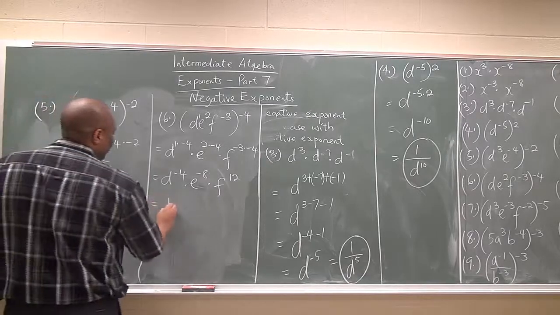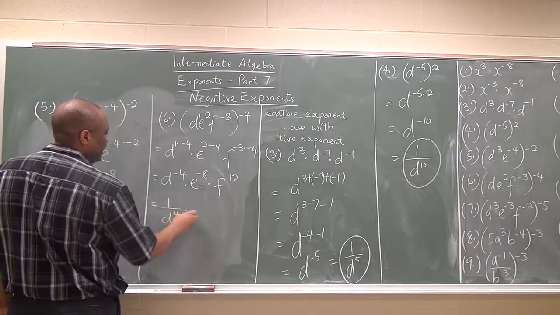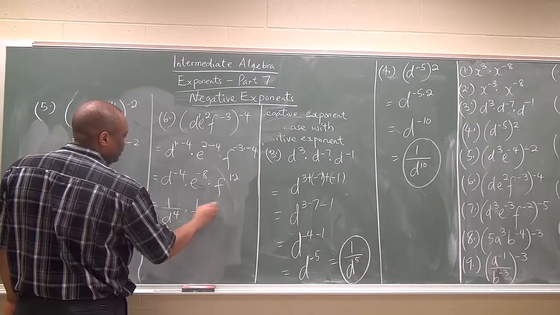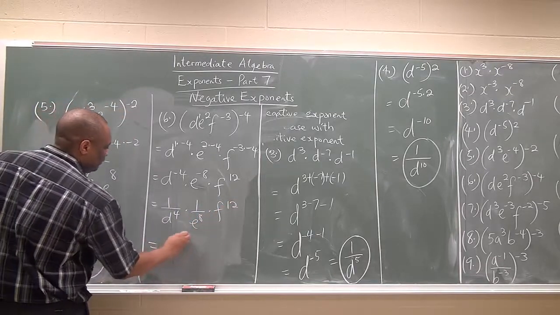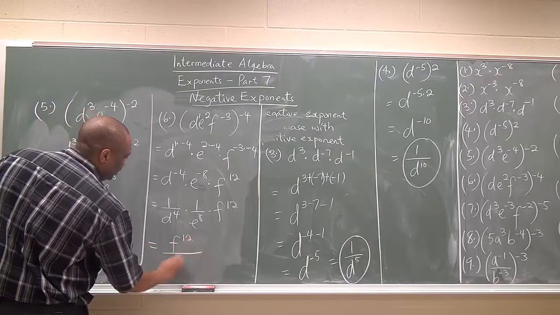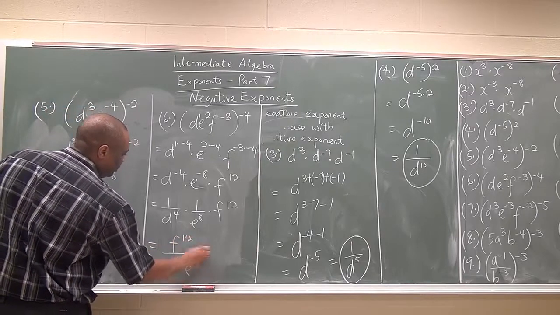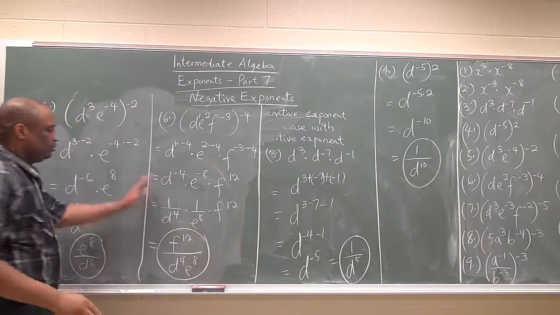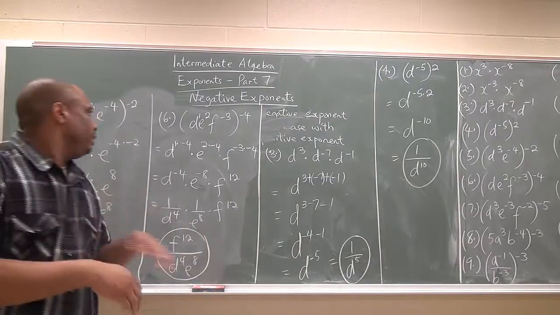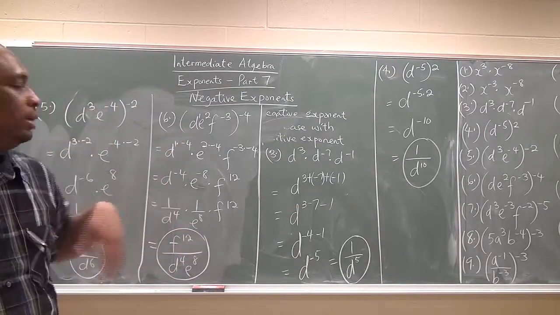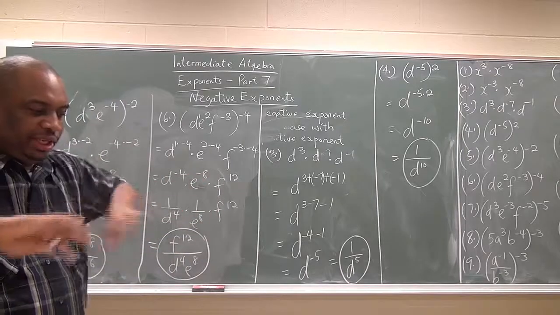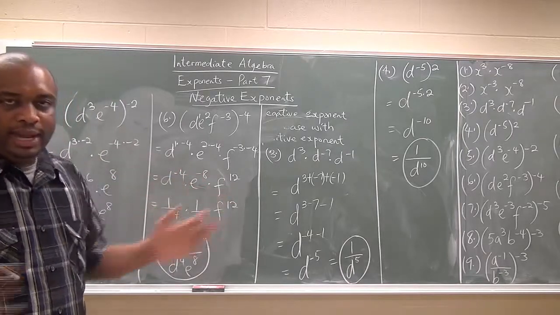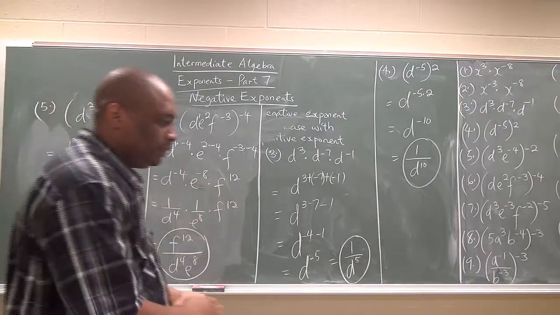So this would be 1 over d to the 4 times 1 over e to the 8 times f to the 12th. So this will give us f to the 12th over d to the 4th e to the 8. You are expected to associate. So you dissociate, you solve it, and then you associate. Dissociate, solve, then associate. Okay?